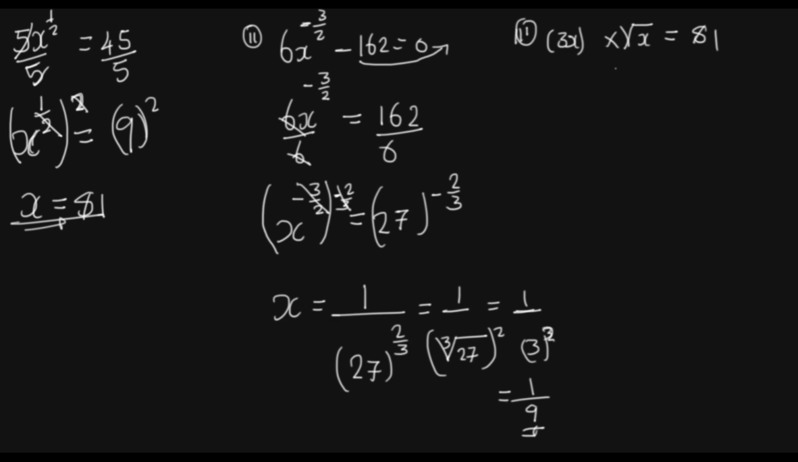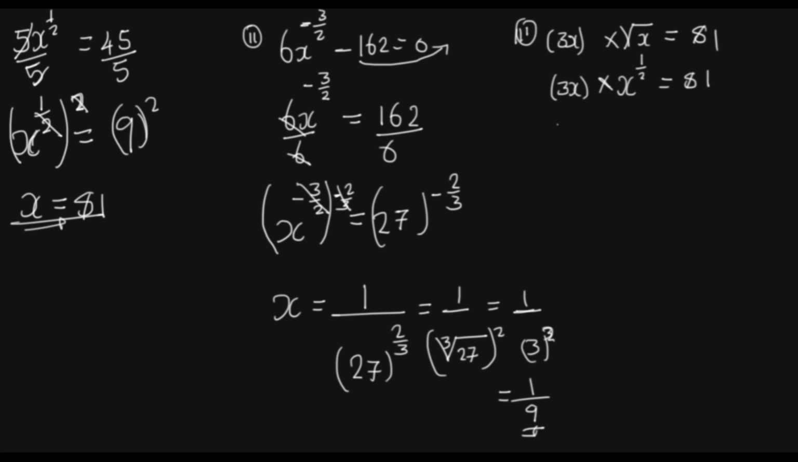Okay, now let's look at the last part here. So for the last part, we can see that we have an expression where we have a variable and a square root. So our step number 1, we are going to remove the square root. So after removing the square root, we are going to introduce 1 over 2. So root of x is the same as x raised to the power half, which is equal to 81.